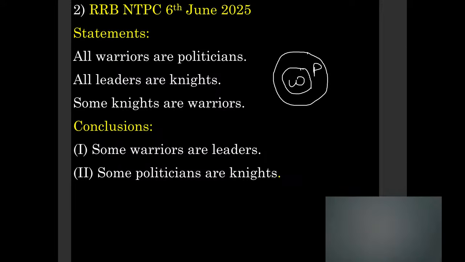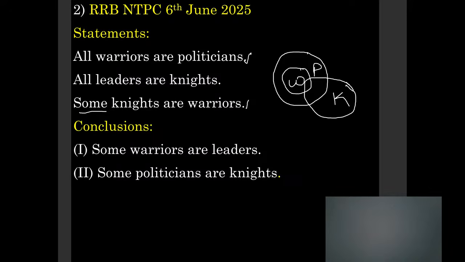We have warriors here. So some means, as I already said, we should intersect. Some means intersection. No means no intersection. Some knights are warriors means I'm just intersecting knights with warriors. Minimum intersection diagram, so I'm not giving any unnecessary intersections between knights and politicians. Okay, third one is also over. First one is over. Next, let us go for the second one.